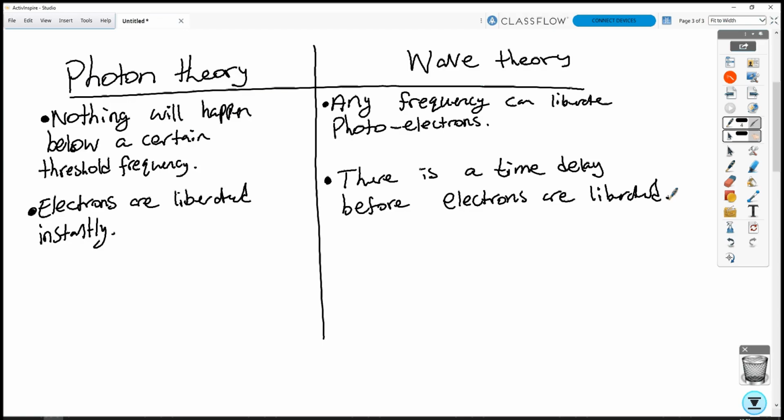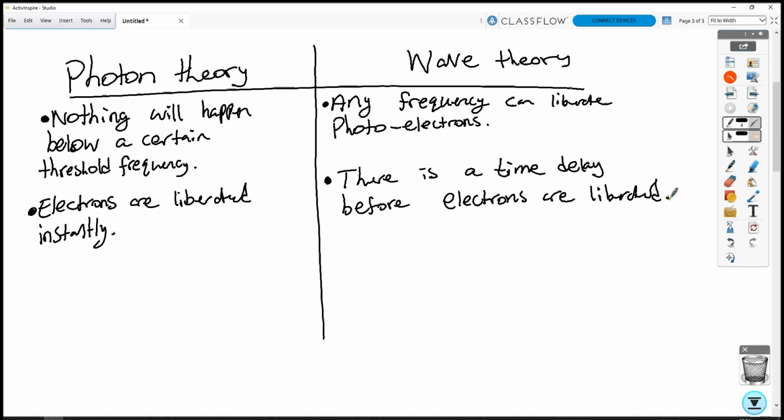Now, the first two points go hand in hand. If we look at the wave theory, there is a time delay because any frequency can liberate them. That means that a continuous wave of this thing we call the electromagnetic wave is being absorbed, and until enough energy has been absorbed by the electron, which takes some time, the electron will not liberate. Which basically means that if you have red light, it will still liberate the photoelectrons in the wave theory, given that you've given it enough time to absorb all that energy. But blue light or UV light will liberate them faster.